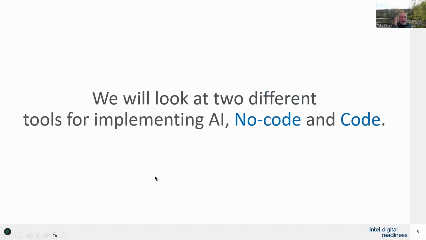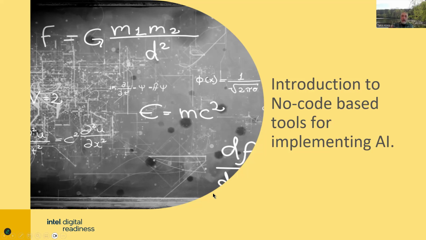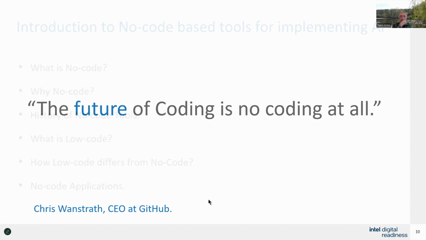We will look at coding and not coding, and also the in between, the thing I call low code, or people in the industry call low code. We'll start with the no code approach, what it is and its history, compare it to low code and how they differ. And we'll look at some applications.